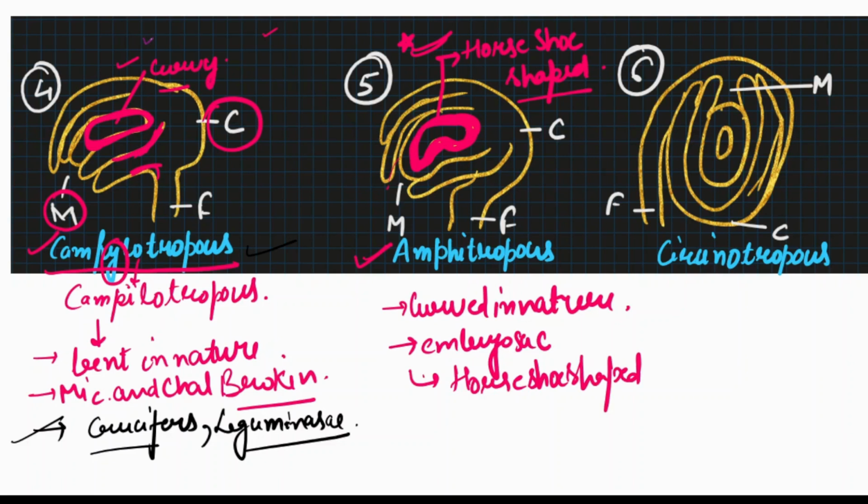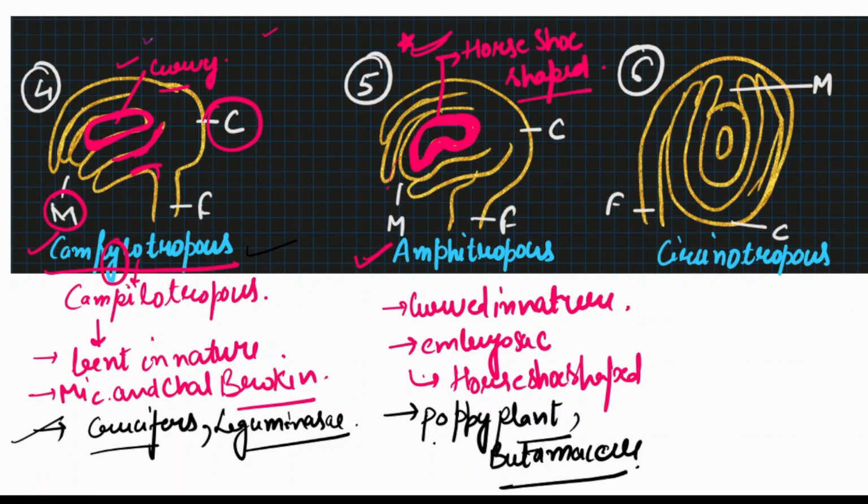Now, what are the examples of this kind of ovule? In amphitropous, we have a very important plant, the poppy plant, and the Butomaceae family. In the Butomaceae family, the amphitropous type of ovules are present.